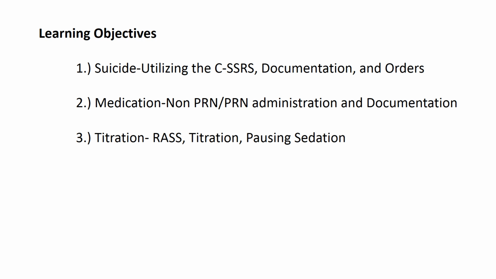We're going to cover three things in this PowerPoint. First being suicide, the documentation for that, the rating scale and orders, and then medication, so non-PRNs, PRN administration, and how to document those properly. And then at the very end is titration, like using RAS with your titratable drugs, and pause and sedation, and some other information with that. So if you are not in an ICU and you're not titrating drips, you do not have to pay attention to the very end of the presentation. So you will see whenever that comes up.